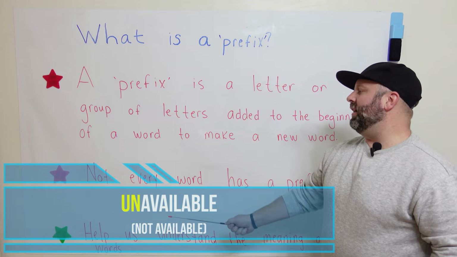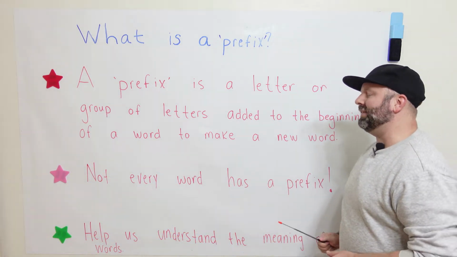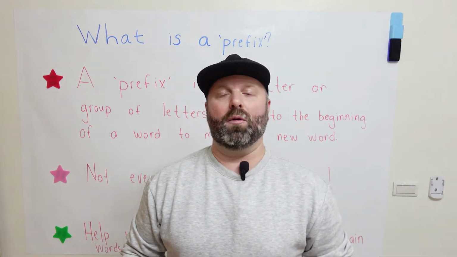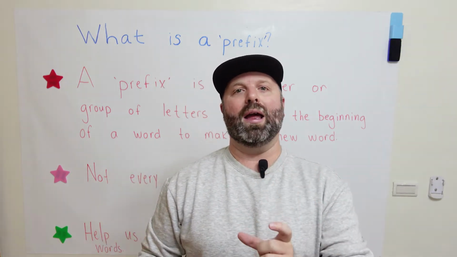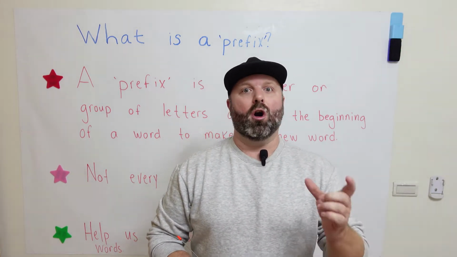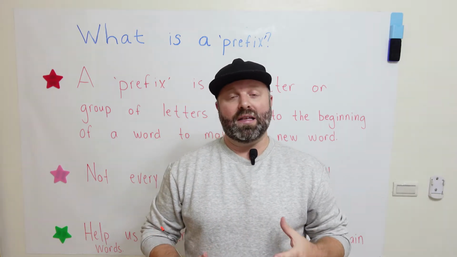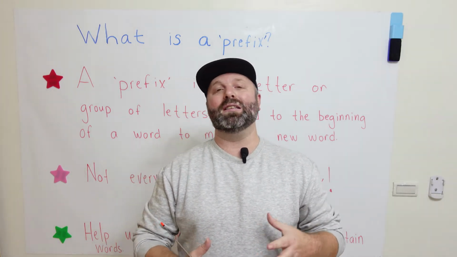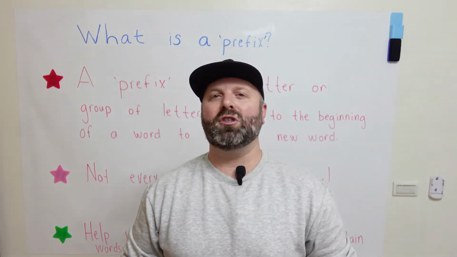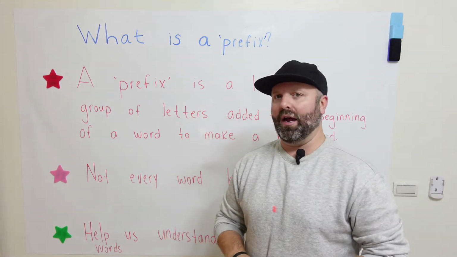Now, guys, it's important to understand not every word has a prefix, okay? So unavailable, the prefix would be un. But if we look at the word under, it also starts with the letters un. That is not a prefix. That is just simply how that word is spelled and how that word sounds. So it's important to understand not every word has a prefix, okay?